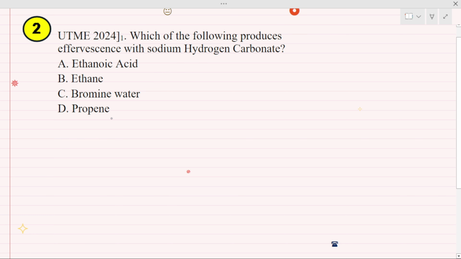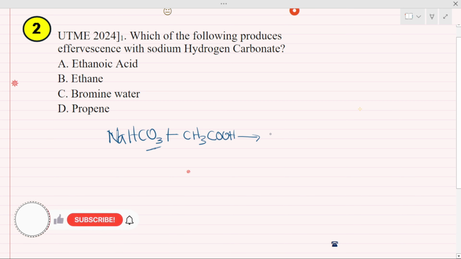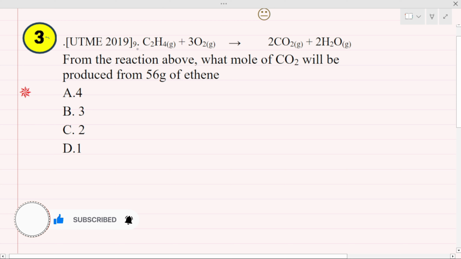The formula for sodium hydrogen carbonate is NaHCO3. Let's start with this. This is an acid. So because of the presence of this carbonate, carbon dioxide will definitely be produced. So we are going to produce CH3COONa plus H2O plus CO2 gas. This question number 3 is a stoichiometry question.